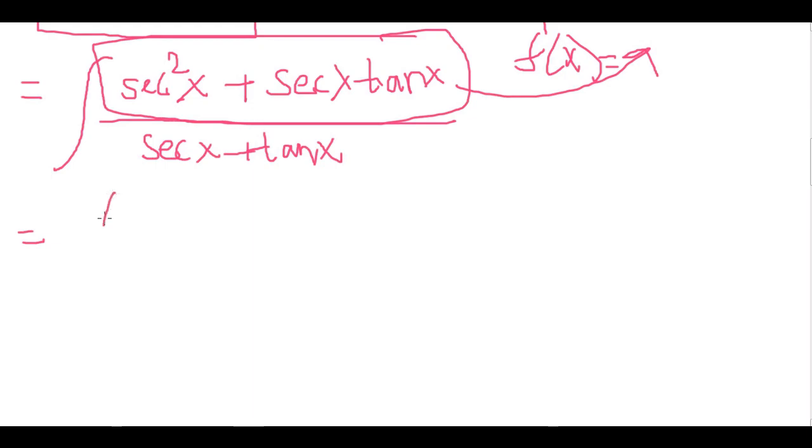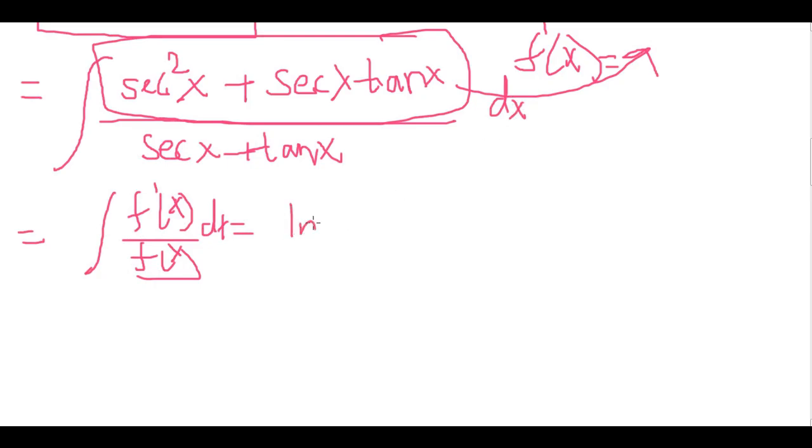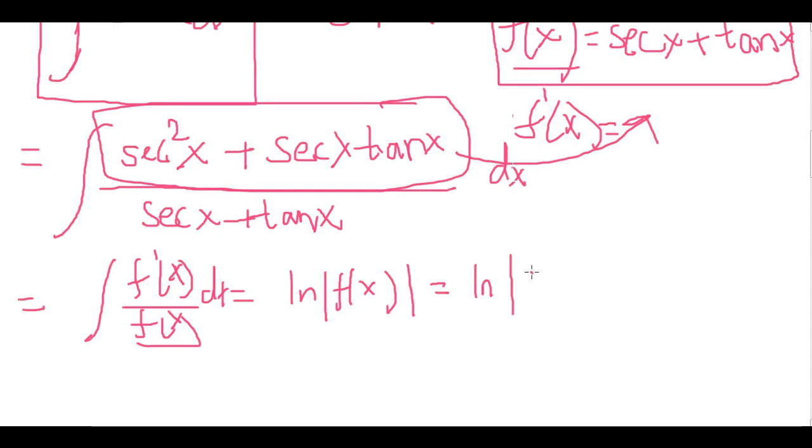So now this becomes the integral of f dash x divided by f of x. We already know this. This equals, don't forget the dx there, ln of f of x. Don't forget to put the mod there. So we replace f of x by the function we took, which is secant x plus tan x.